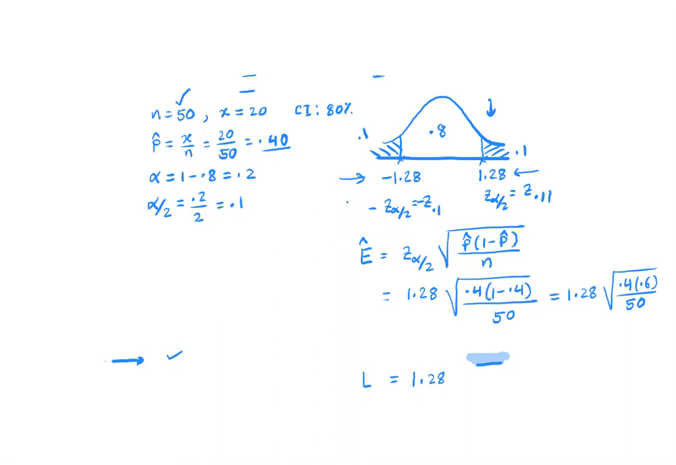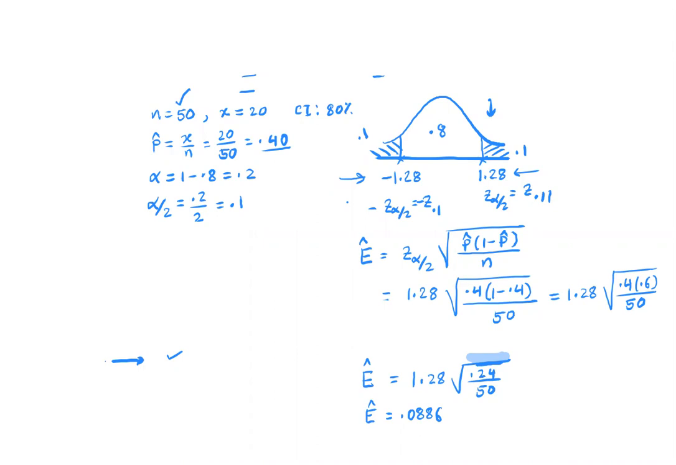So E hat is 1.28 times square root of 0.24 over 50. Now, if I were to simplify it, we will see 0.24 divided by 50 to the power 0.5, which is square root, times 1.28. That gives me 0.0886. E hat is equal to 0.0886. So that's your margin of error.